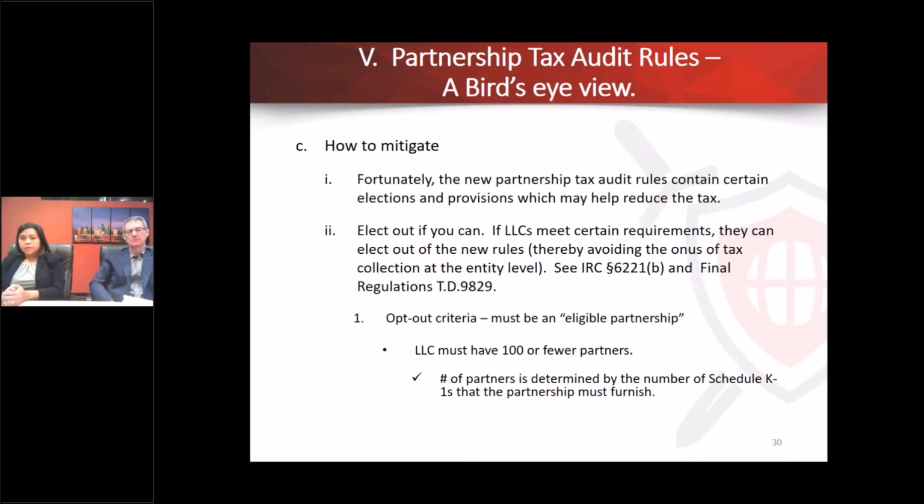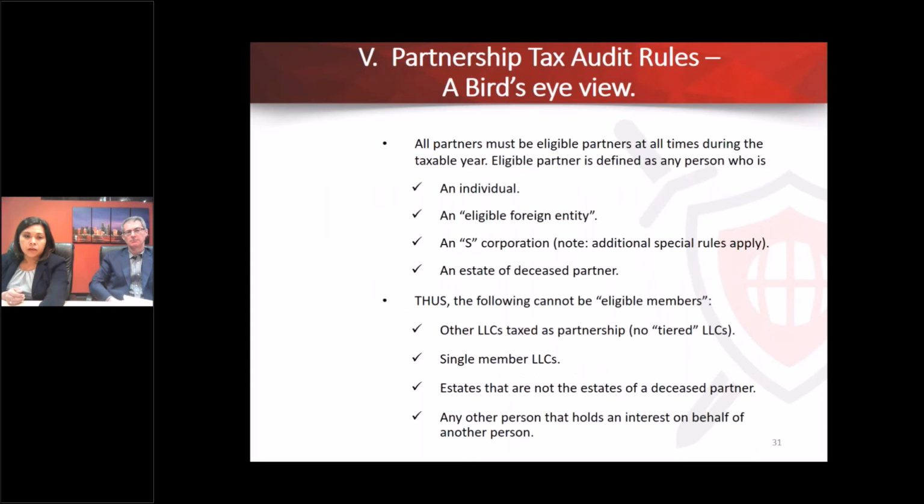So there's certain ways to mitigate this problem under the new rules. First, I think the easiest way to do it is to elect out if you can, and then you will be subject to the prior regime. The regulations set forth the opt-out criteria, and so we've listed them here for you. One important thing to remember is that you can't have a tiered partnership. So if your LLC is held in turn by members who are LLCs, you're not able to opt out.